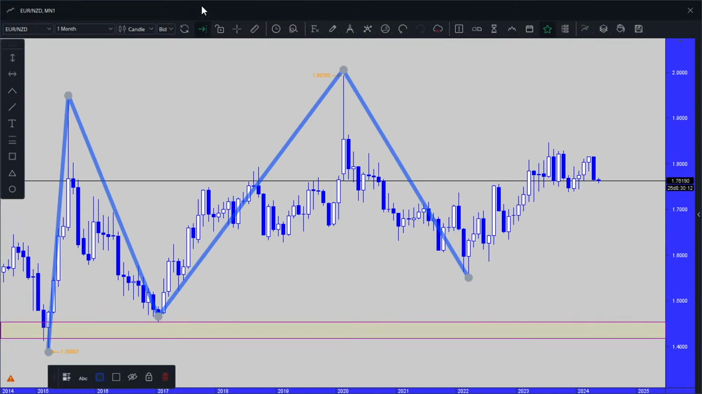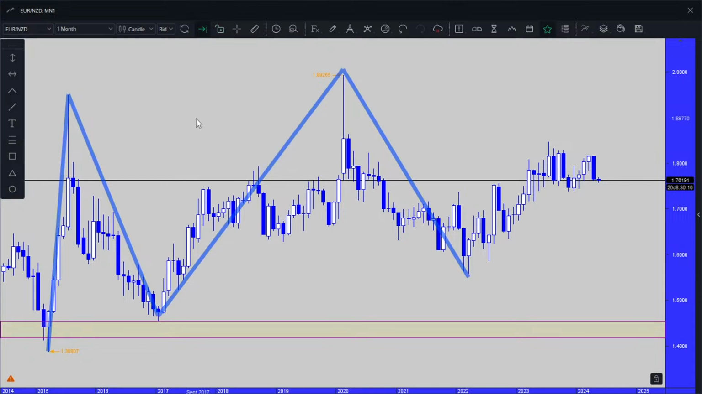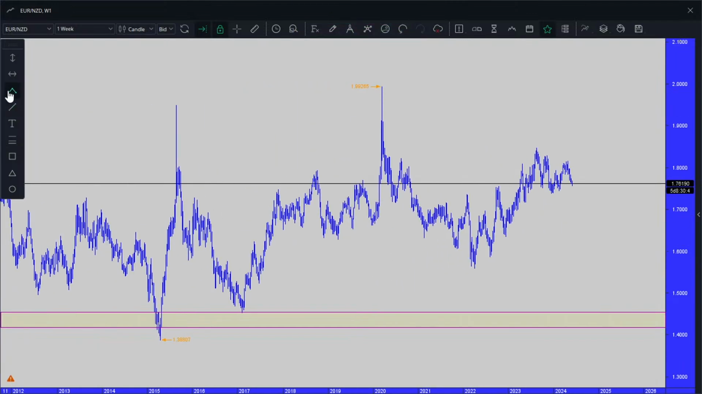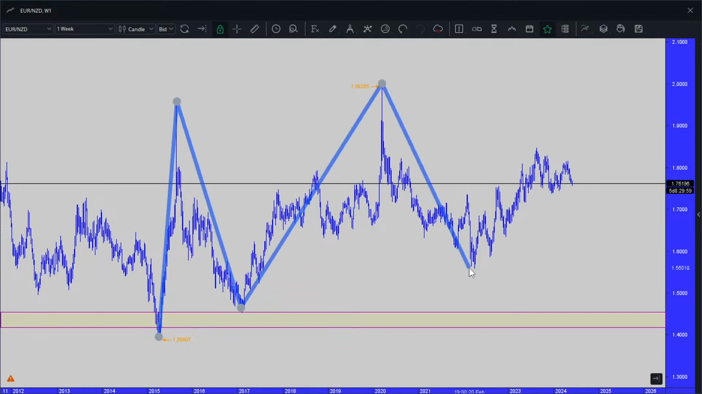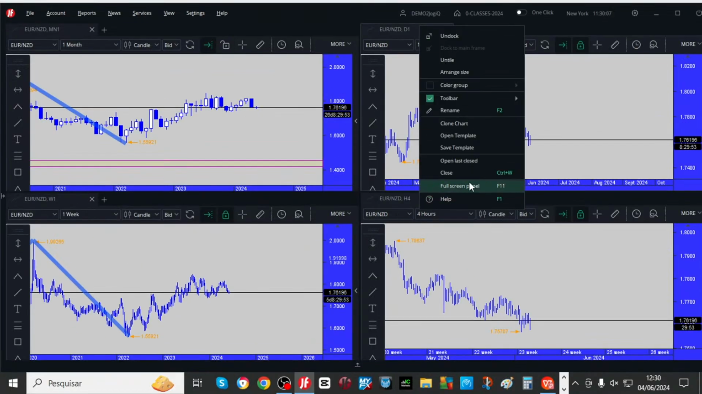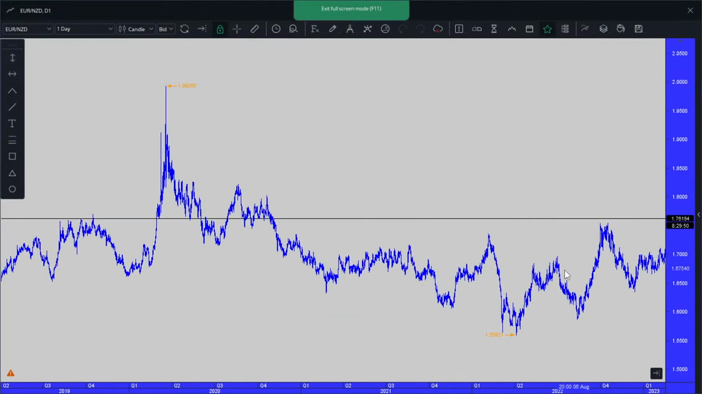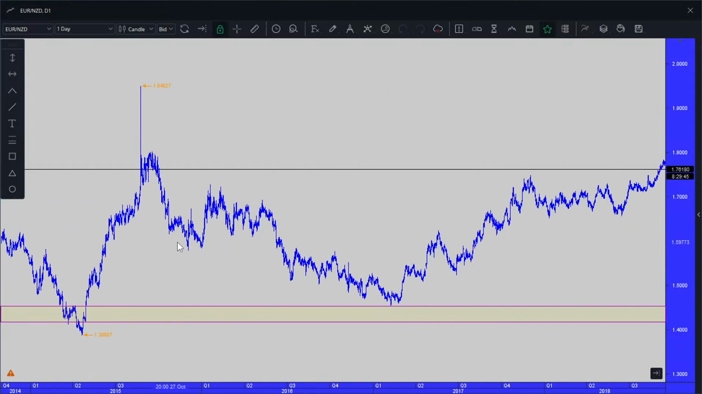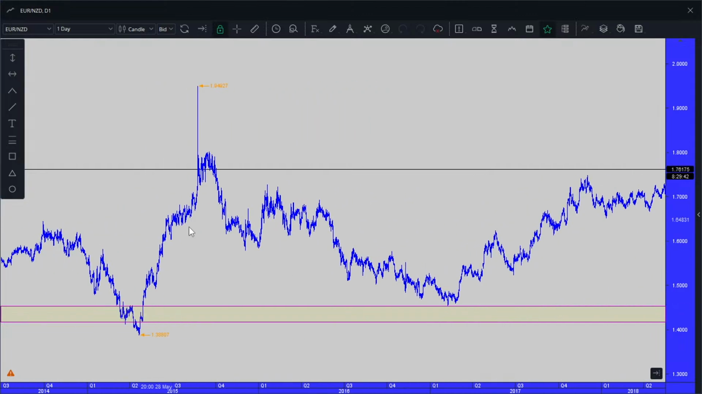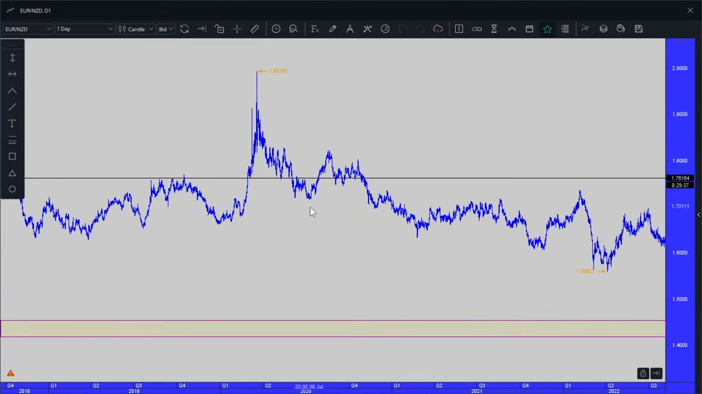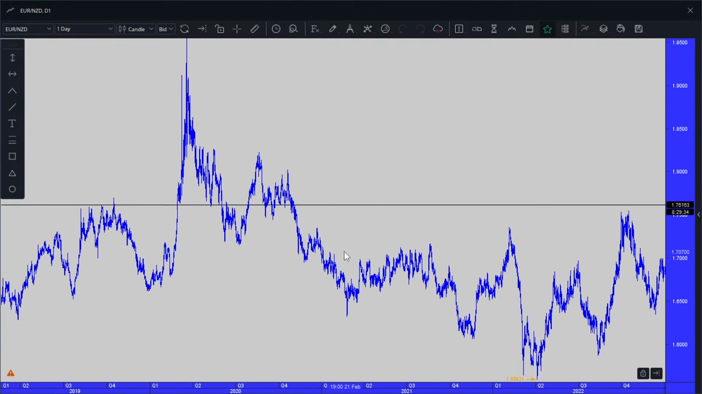Now, F11, give me a second everybody. F11, let's go on the weekly chart. Similar story, extension, retracement, extension, retracement. F11, but on the daily, the daily is going to be a different story, right? So to save your time, everybody, we're going to start up in here.